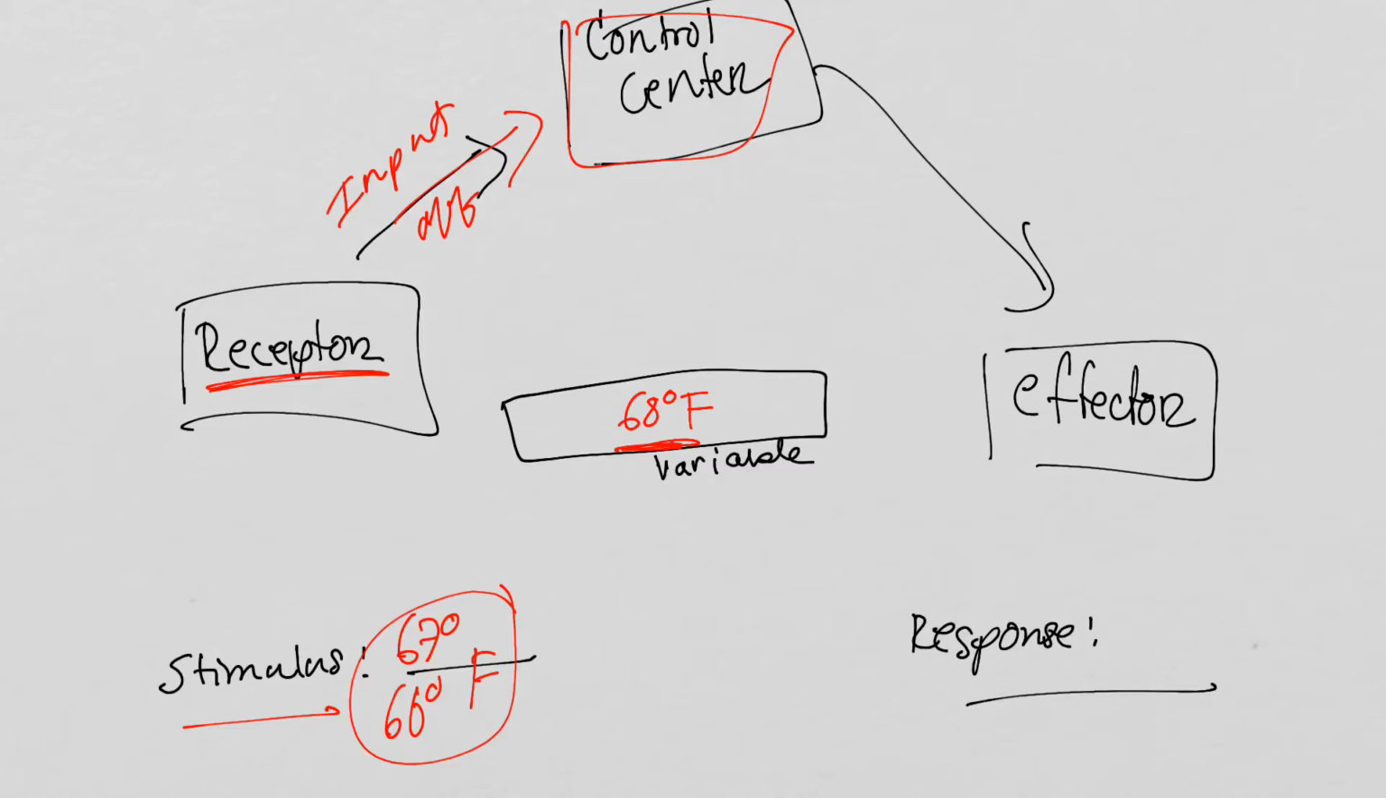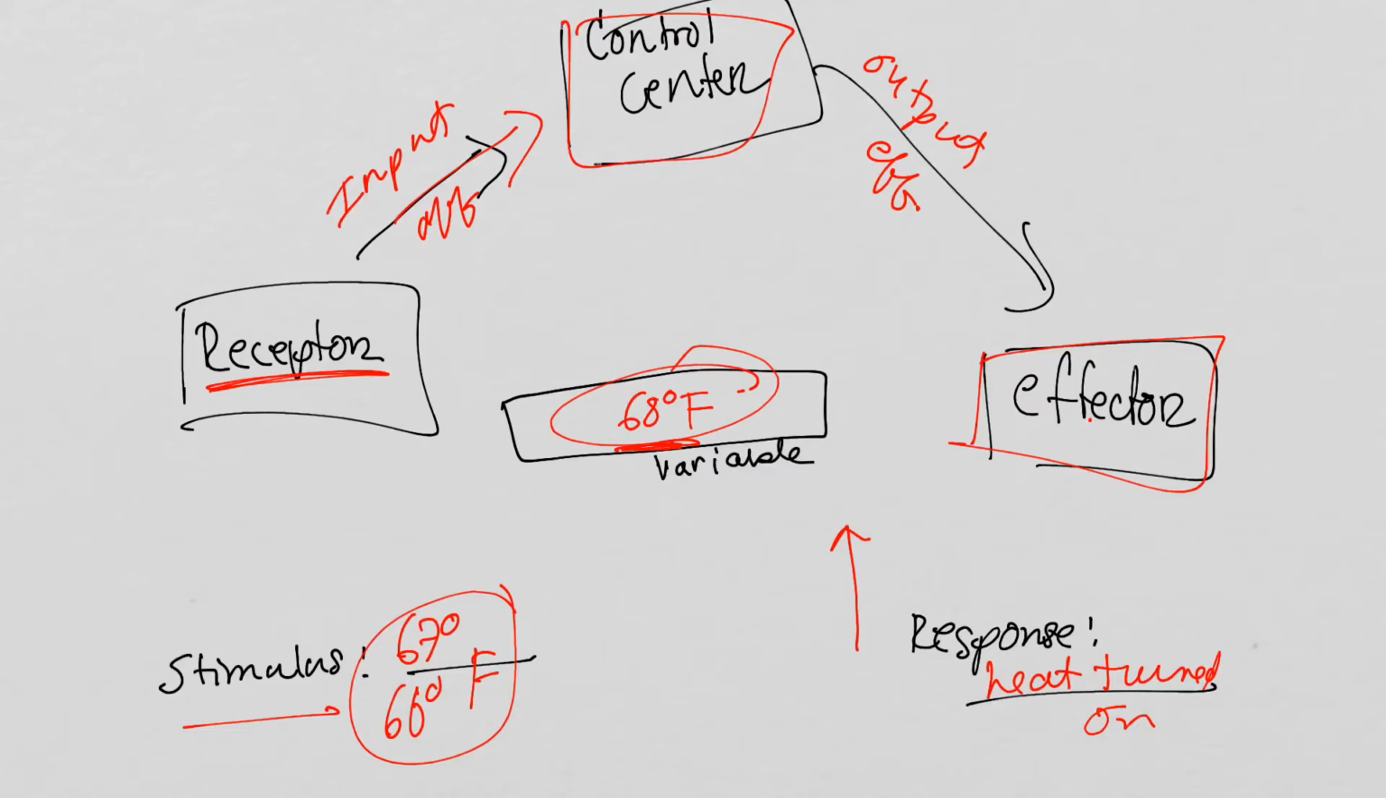And it's then going to send out instructions, or what we call output, via the efferent pathway to the effector. And in this case, the effector is your radiator. So the control center sends this output, and it's going to turn the radiator on. So the response is your heat is turned on, and then the air in the house starts to warm up, and the air is going to continue to increase until it hits 68 degrees Fahrenheit. So it's going to go 66, 67, 68, and then this feedback loop will shut off because homeostasis has been restored.